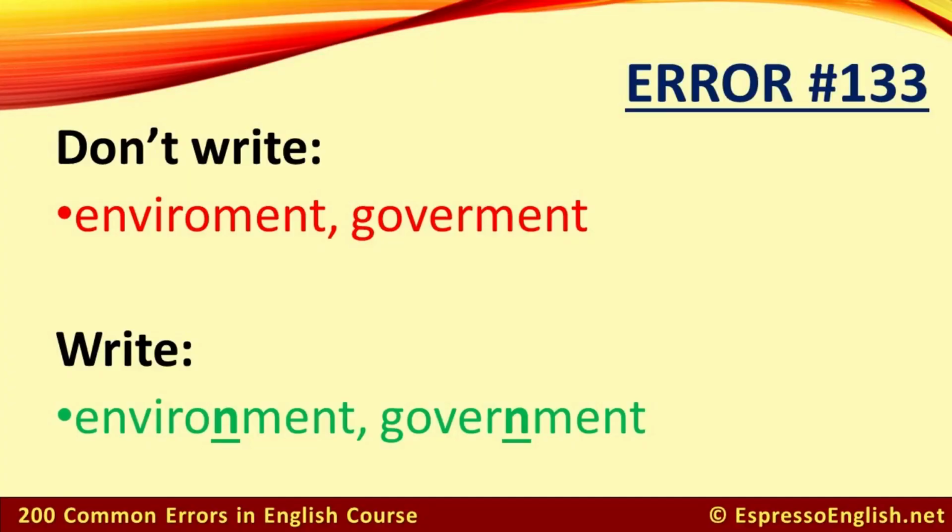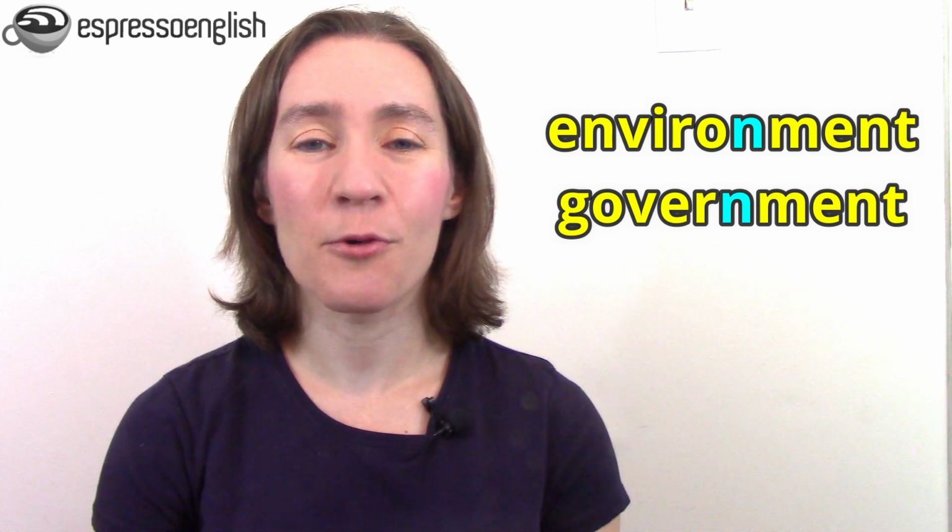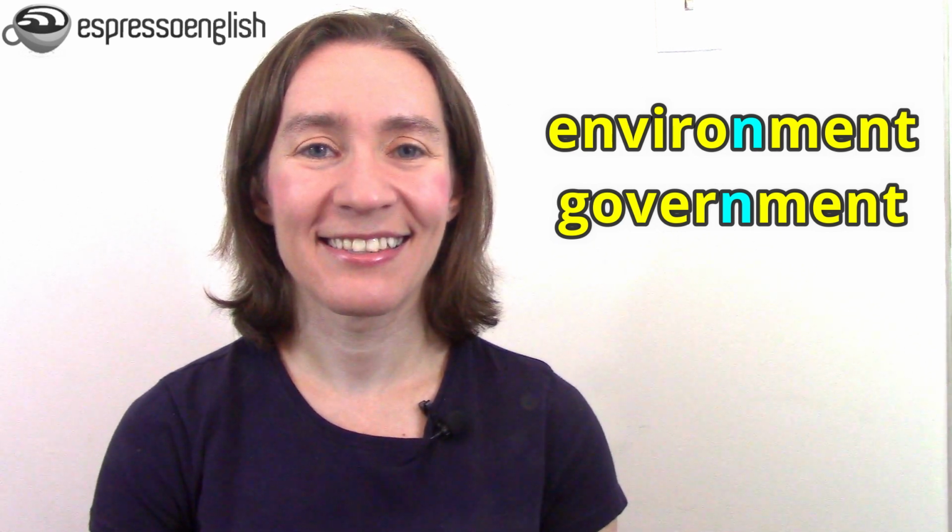Error number 133. A similar mistake is forgetting to include the N before the M in words like environment and government. Again, it's because when speaking fast, the N sound gets shortened or eliminated. For example, this new law will help protect the environment. He's considering a career in government. Remember, there's an N before the M in both words.